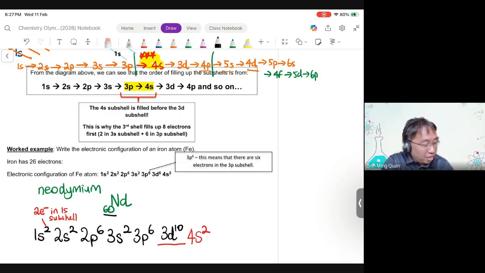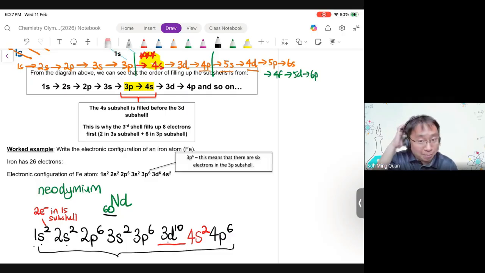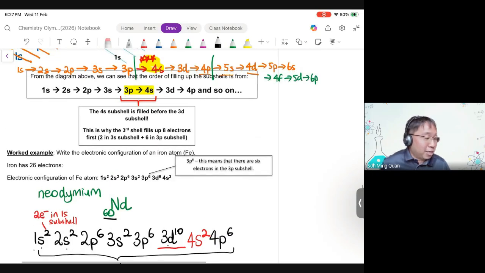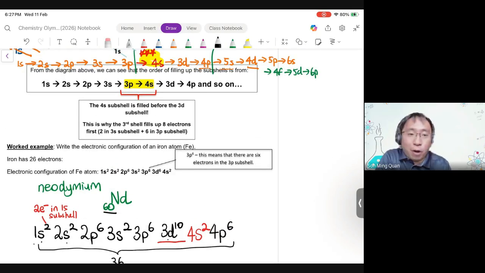After 3d is 4p. If you look down the order, 3d then becomes 4p, so 4p⁶. So how many already? 2, 4. Oh my gosh. Can someone quickly add up the numbers and tell me how many electrons this is? 10, 18, 28, 36. 36. Unfortunately, I have 60 electrons. This means Mr. So has 24 more electrons to go. I'm getting nervous. So after 4p, what's next?